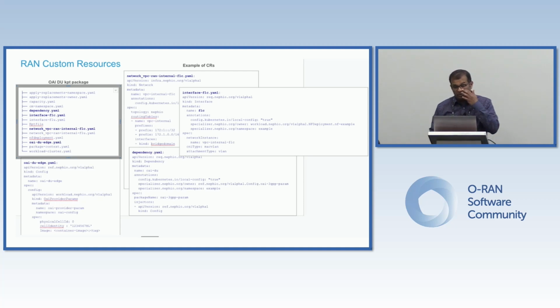So for example, the dependency CR would include request information of other kinds of network functions that this particular network function depends on. The interfaces is primarily about the secondary interfaces, the networks that it maps to, and so on. And there is a way by which you can also, in a transparent way, pass certain config, certain service parameters through this particular CR down to the workload cluster.